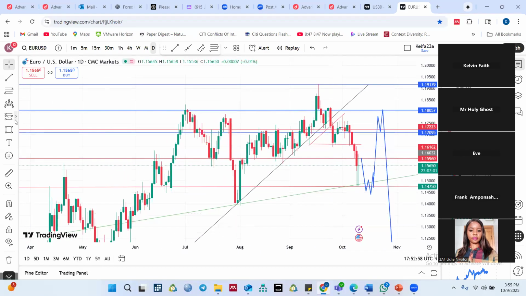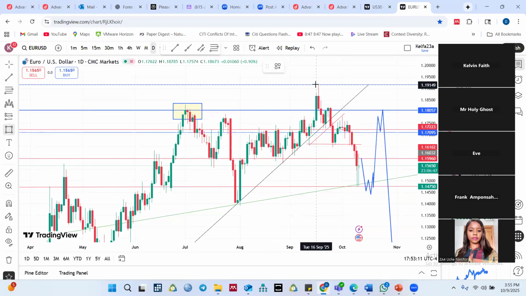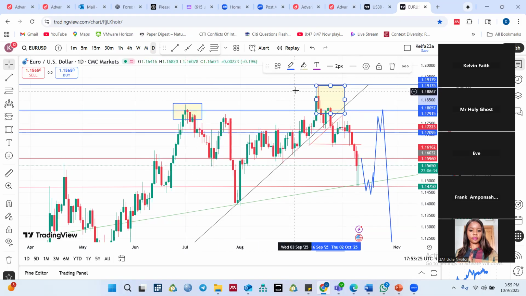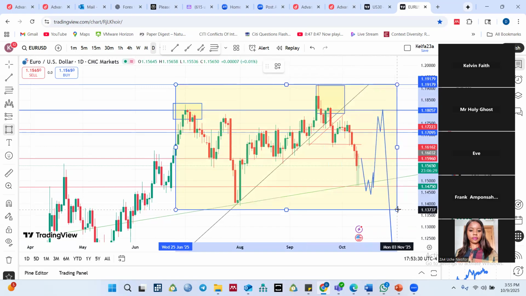So now, currently, this is about 4 months. This is from July. Up here is from like July of 2025. And then around here, what we are getting is October 2025. So from July to October, this is what has been happening on Euro USD.